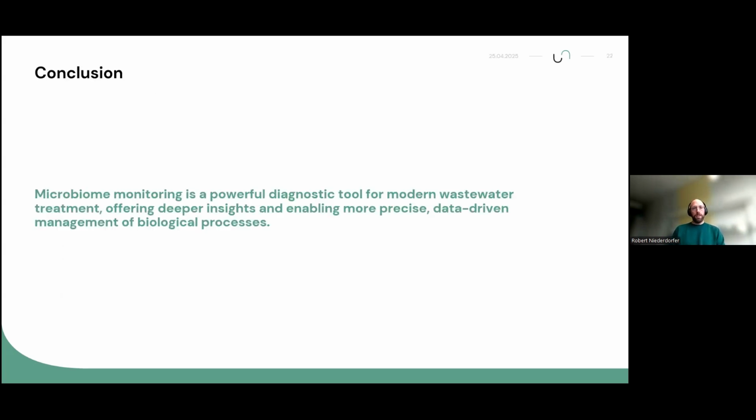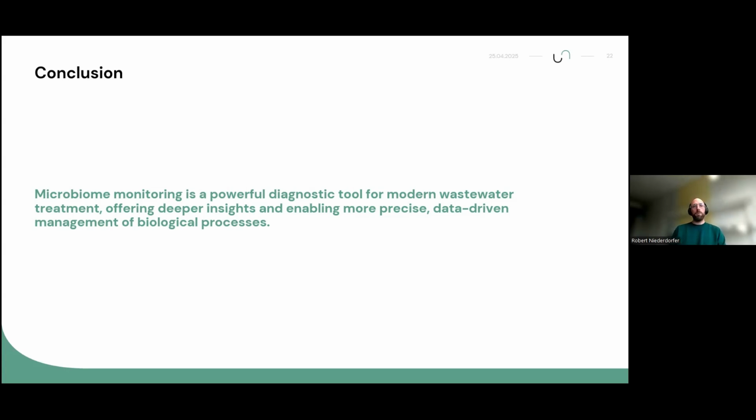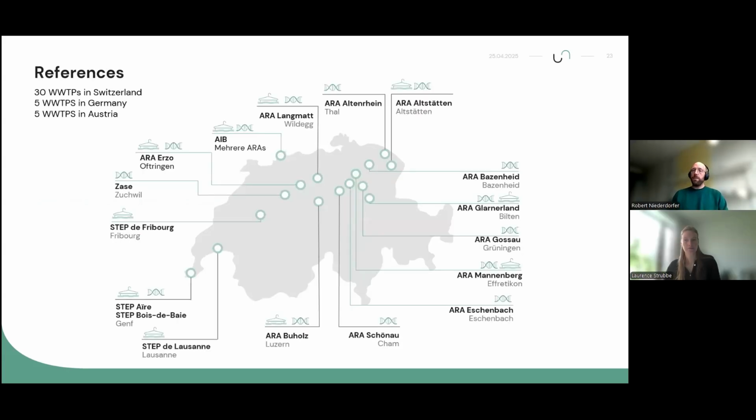And as a conclusion, microbial monitoring is a powerful diagnostic tool for modern wastewater treatment, offering deeper insights and enabling more precise, data-driven management of biological processes. So far, we have 30 wastewater treatment plants in Switzerland that use our services, with 5 wastewater treatment plants now in Germany, as well as 5 in Austria. And we have strategic partnerships with different coagulant distributors that also send us samples on a regular basis.